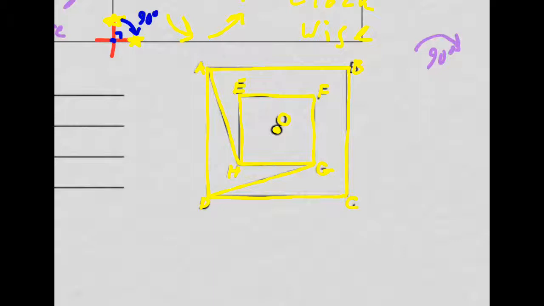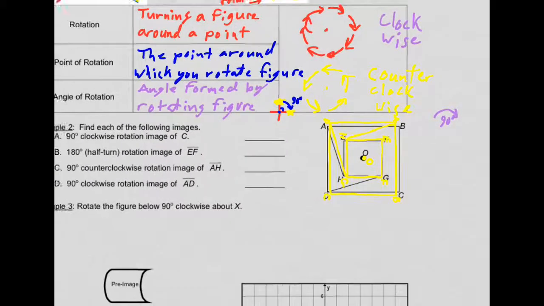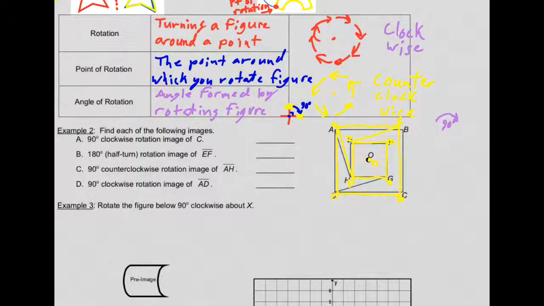I'll select it one more time here. 90 degrees to the right. There we go. It's not perfect here, but you kind of get the point. And so I see that my C is now on my D. So the new point is D.